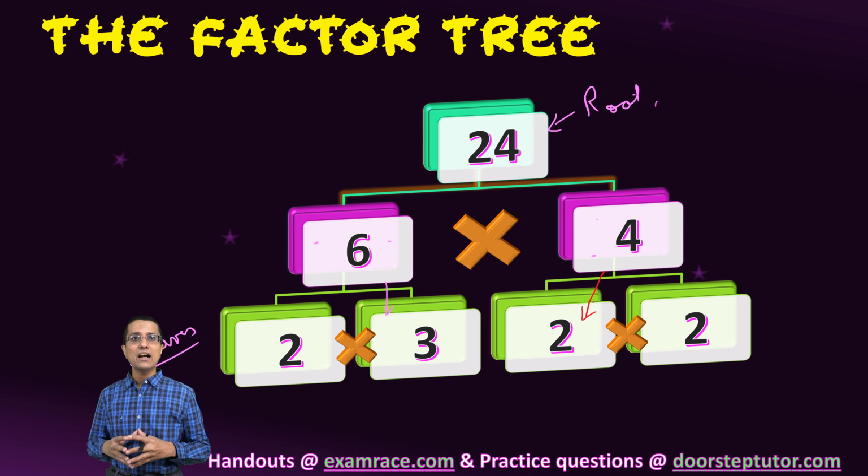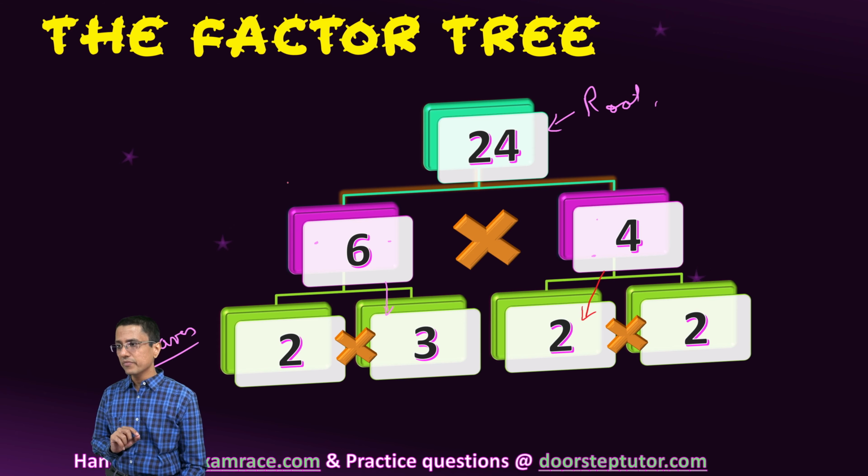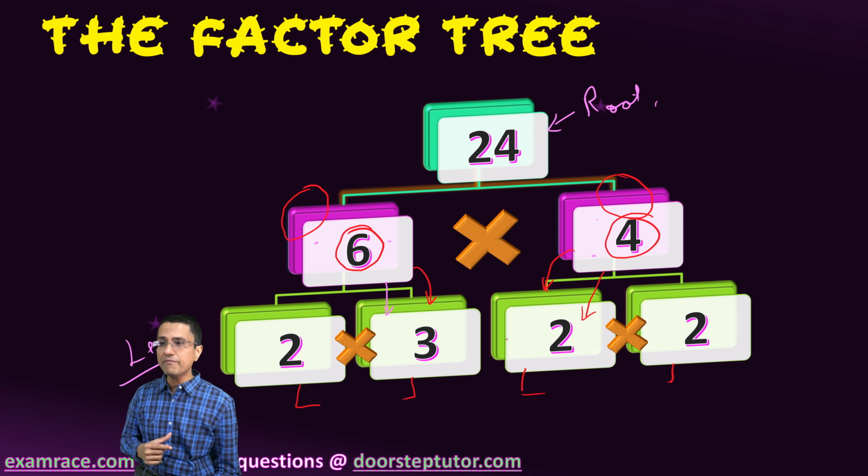There are again a few things to note here. The numbers, the factors which come in the middle right here are actually not prime factors. So both 6 and 4 are not prime factors of number 24. Why is that the case? Because they can both be broken down further. The numbers which come at the leaves, at the end of the tree, they are the prime factors. So what are the prime factors of number 24?